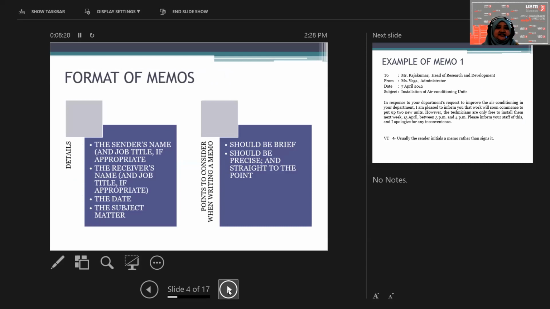Generally, there should be the sender's name and the job title if appropriate. If not, just the sender's name plus receiver's name. It could also be "to whom it may concern." That means whoever is concerned and sees this information, if it is relevant to you, then this memo is for you. But let's say you are not my student, you do not belong to the classroom, and you walk by and see the memo, oh, this has nothing to do with me. So you are not the person of concern. So, to whom it may concern, followed by the date and also the subject matter.